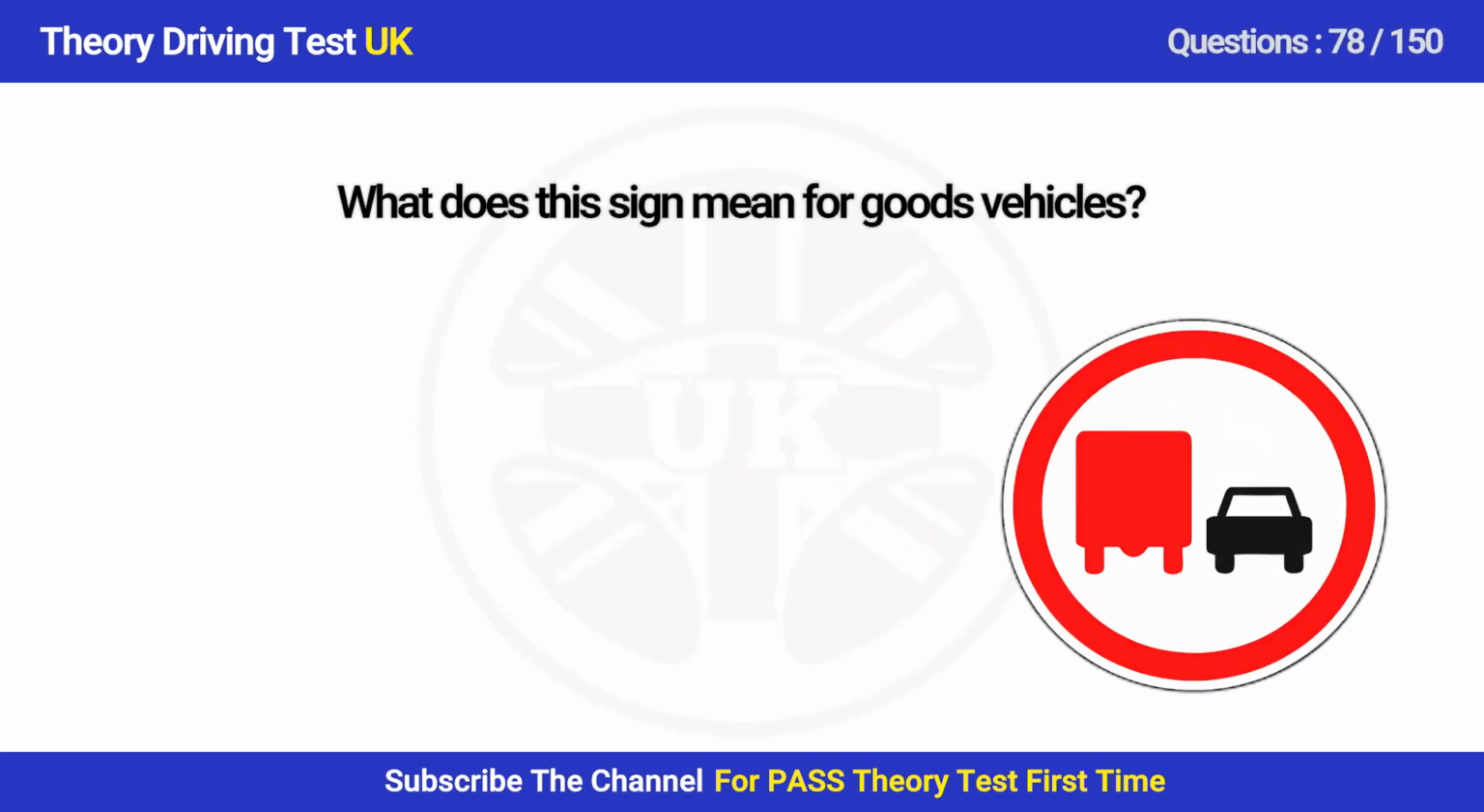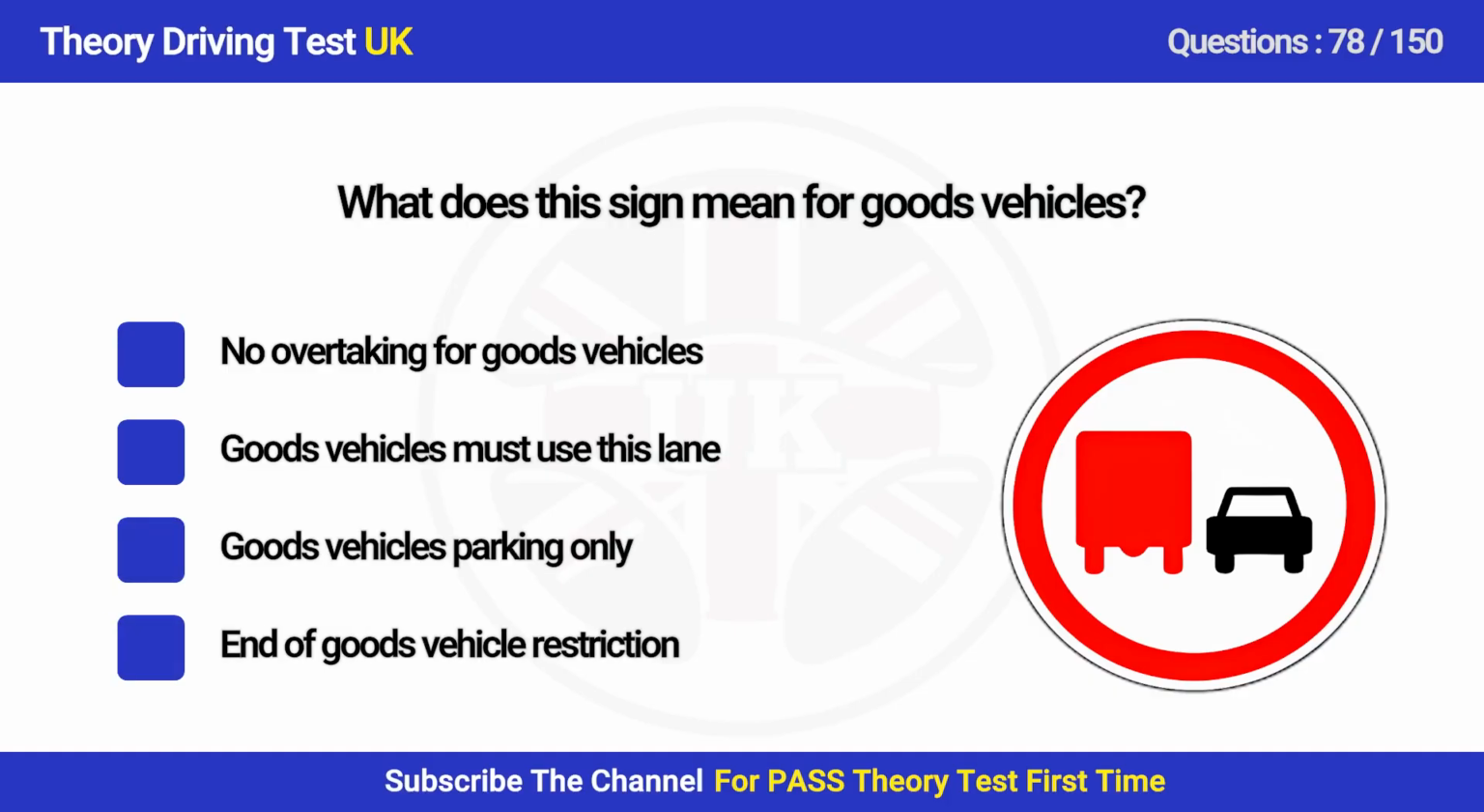Question 78. What does this sign mean for goods vehicles? A. No overtaking for goods vehicles. B. Goods vehicles must use this lane. C. Goods vehicles parking only. D. End of goods vehicle restriction.